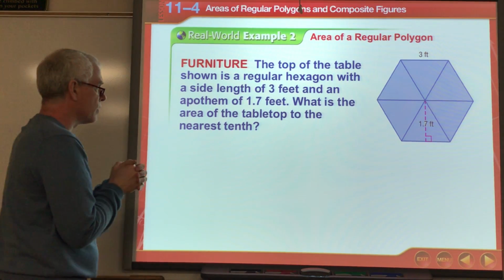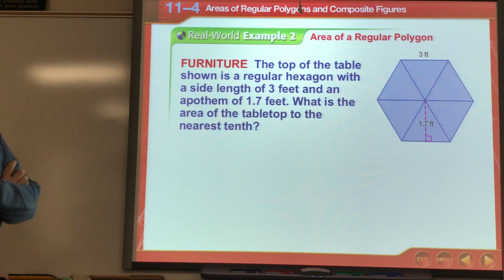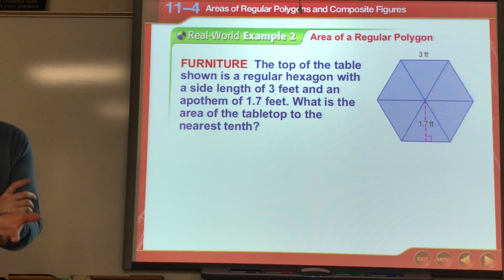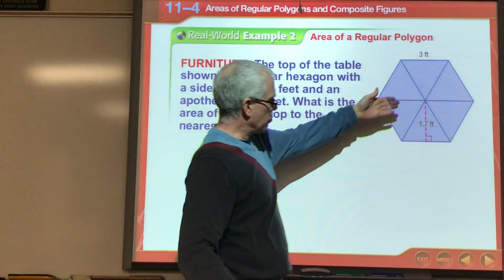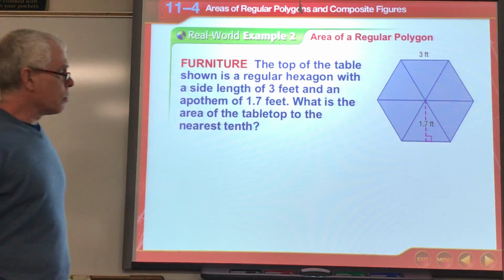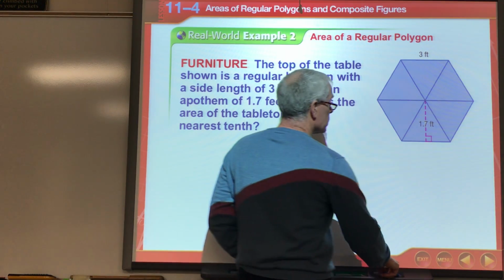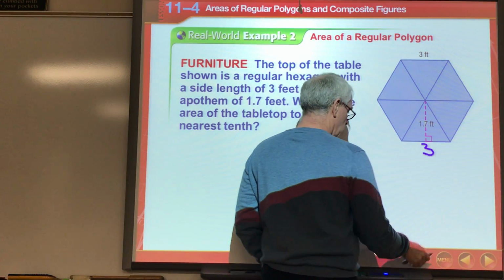What is the area of the tabletop to the nearest tenth? Well, the only tool we have right now is to find the area of one of those triangles and then multiply it by 6, because there's 6 congruent triangles. And that's not actually too bad, because that apothem right there is the height of that triangle. And the base of that triangle is 3, because if this is a regular polygon, all of the sides have to be congruent, so that's 3 as well.